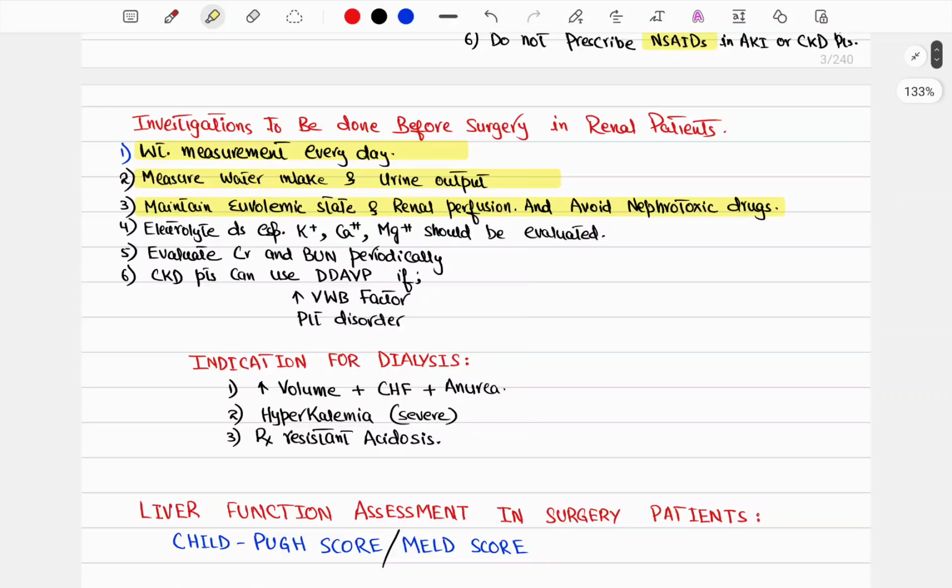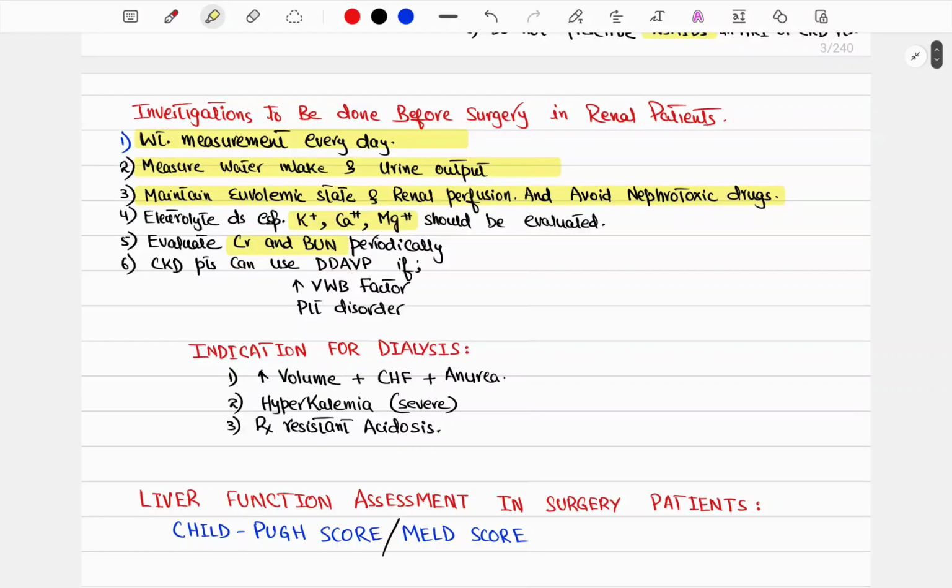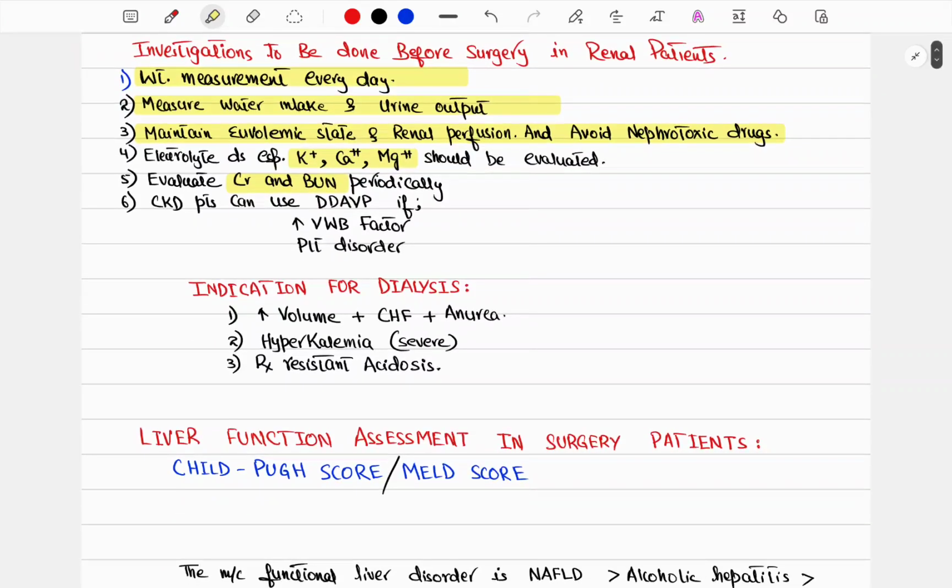Now, what about electrolytes? Electrolytes, especially potassium, calcium and magnesium, should be evaluated. BUN and creatinine should be periodically evaluated. And CKD patients can also use DDAVP if there is an increase in von Willebrand factor or there is a platelet disorder.